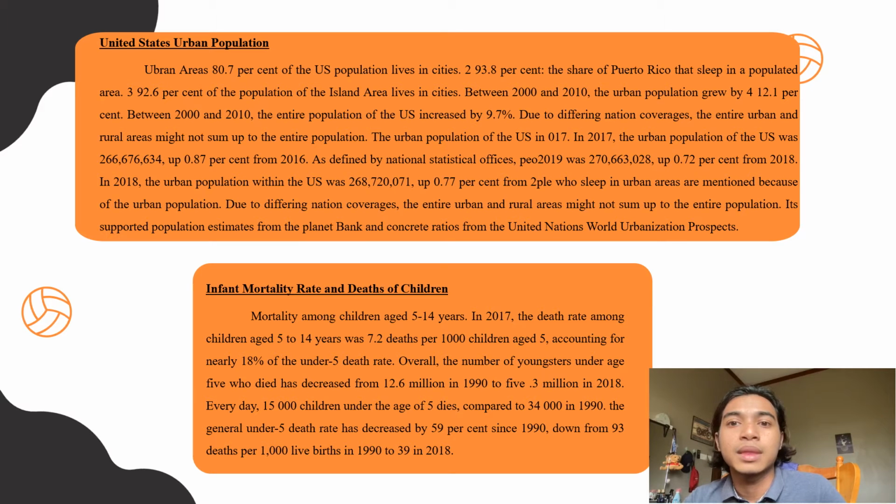The general under 5 death rate has decreased by 59% since 1990, down from 93 deaths per thousand live births in 1990 to 39 in 2018.